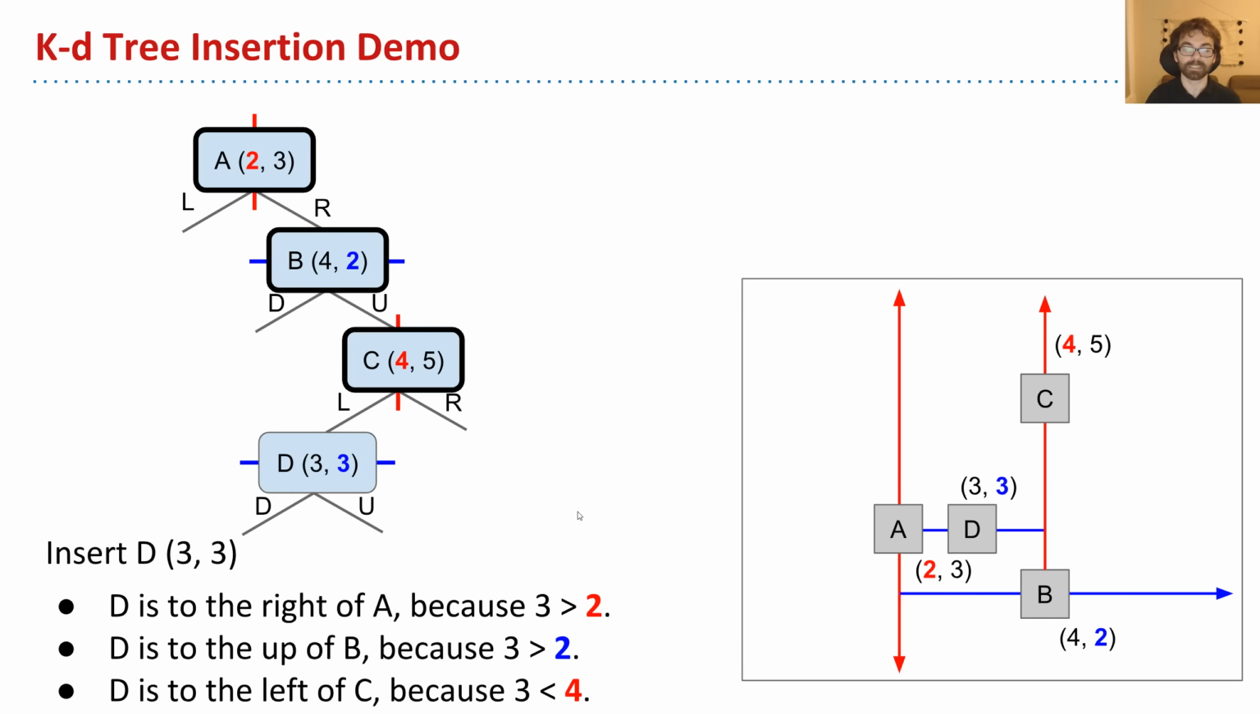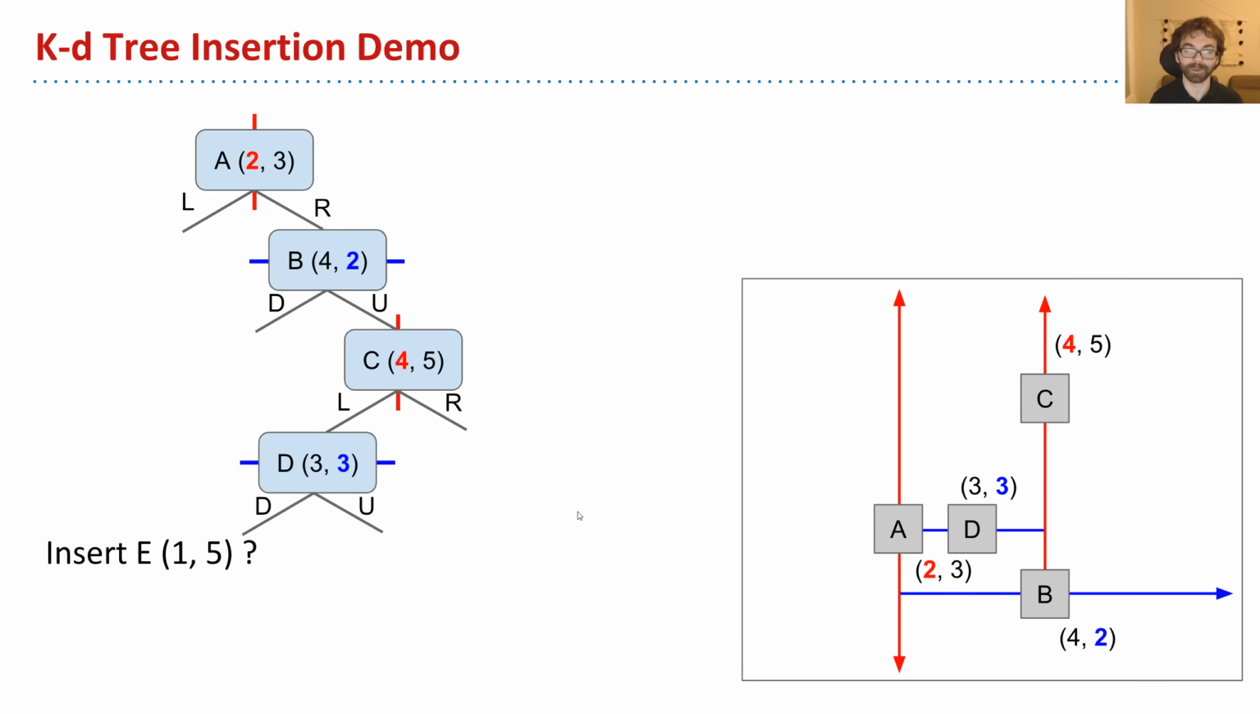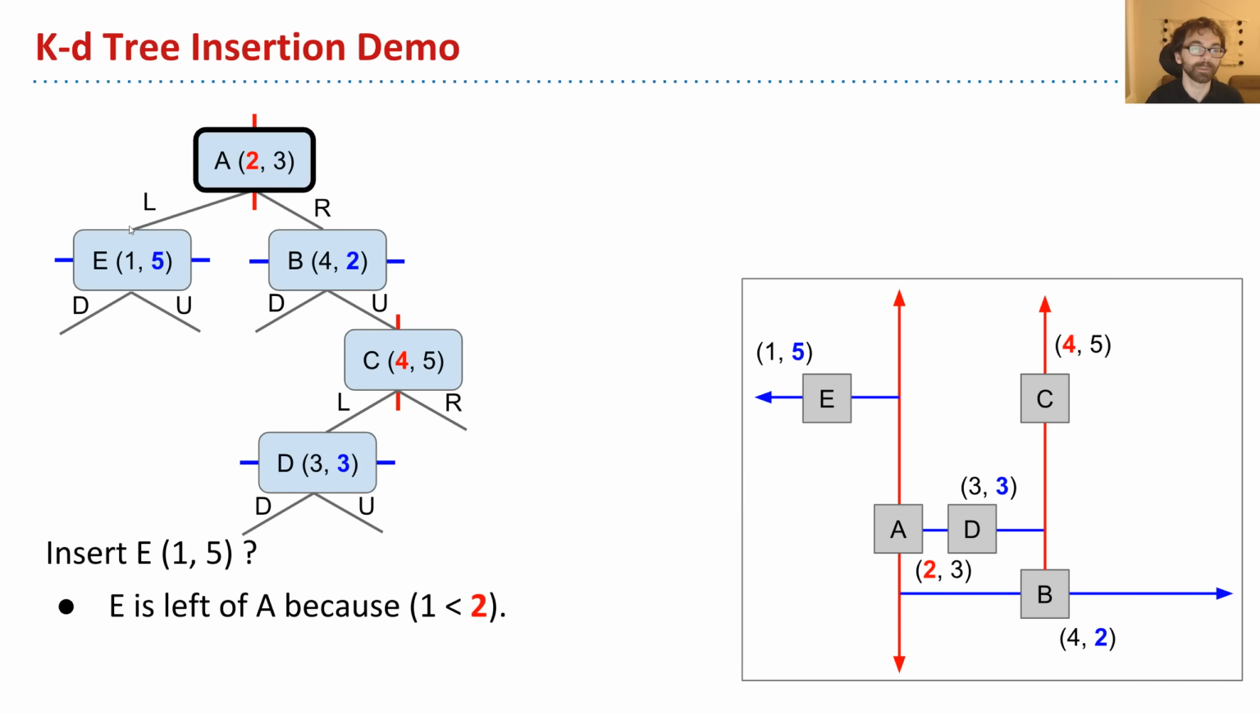Alrighty. Another point. Let's say we insert 1, 5. Again, maybe pause the video. Oh wait, maybe there's 2 more points. I don't remember actually. Yeah, there's 2 more points. There's E and F. Oh my goodness. Anyway, so we're going to insert E, which is 1, 5. And since 1 is less than 2, we just end up here. That's an easy one. Okay.